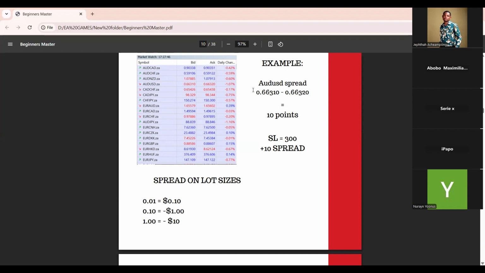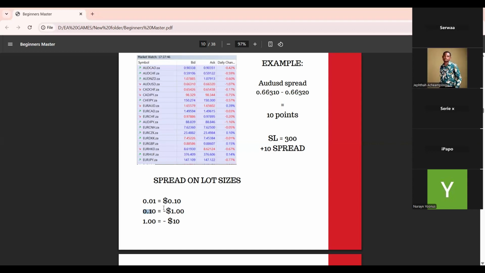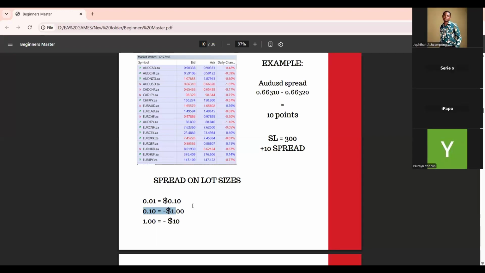Knowing how big your spread is: the difference between the ask and bid price, or the difference between the buying and the selling price. So let's say you are buying at 0.6 and you are selling at 0.7. What is the difference? 0.1. So if the difference between your buying and selling price is 0.1, that means your spread is 0.1. So if your spread is 0.1, put it in mind that immediately you enter the trade, you are already at a loss of minus $1.